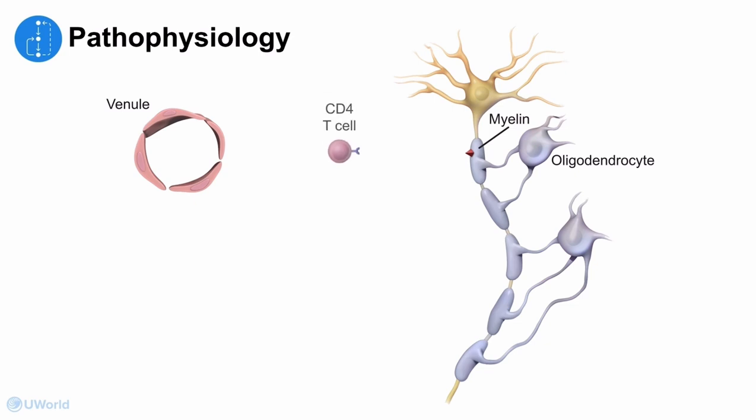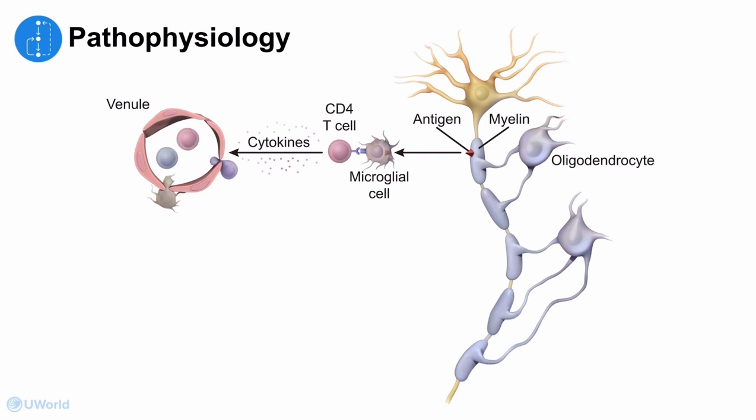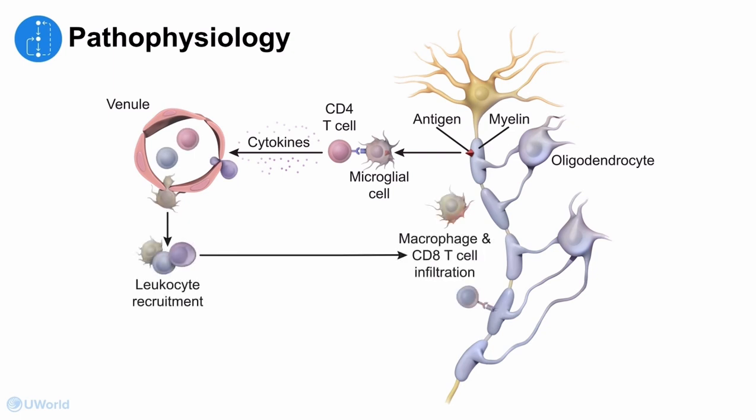Primed T helper cells then enter the CNS where they are exposed to myelin antigens, triggering the release of cytokines such as interferon gamma, interleukin 17, and TNF-alpha. These mediators drive a localized inflammatory response that leads to recruitment of additional leukocytes, including macrophages and cytotoxic T cells that cause damage to oligodendrocytes.